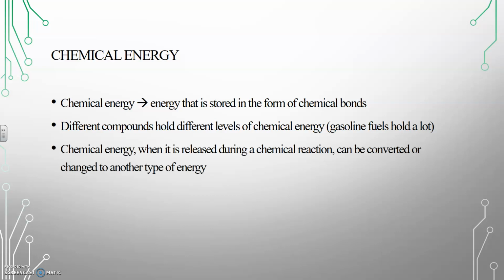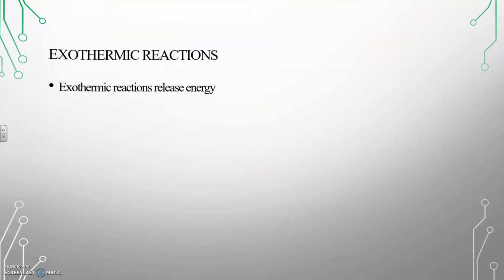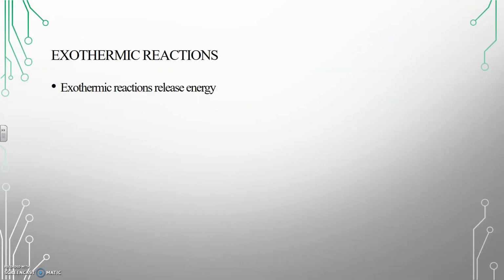So chemical energy, when it's released during a chemical reaction, can then be converted into another type of energy. It's actually how we run cars: we use gasoline, basically lighted on fire, and then use the energy that's released from that chemical bond in order to propel a car. That's a very simplistic way of going through that, but in general terms, that's what's going on in a car. It's why it's called a combustion engine.